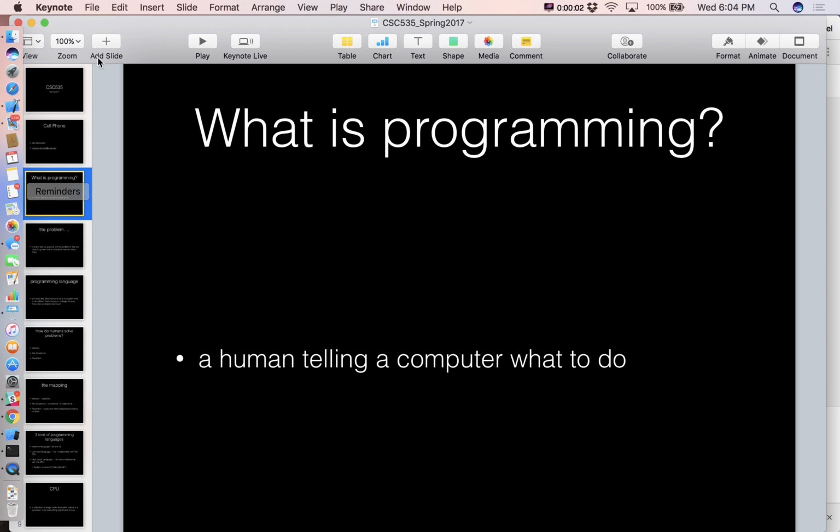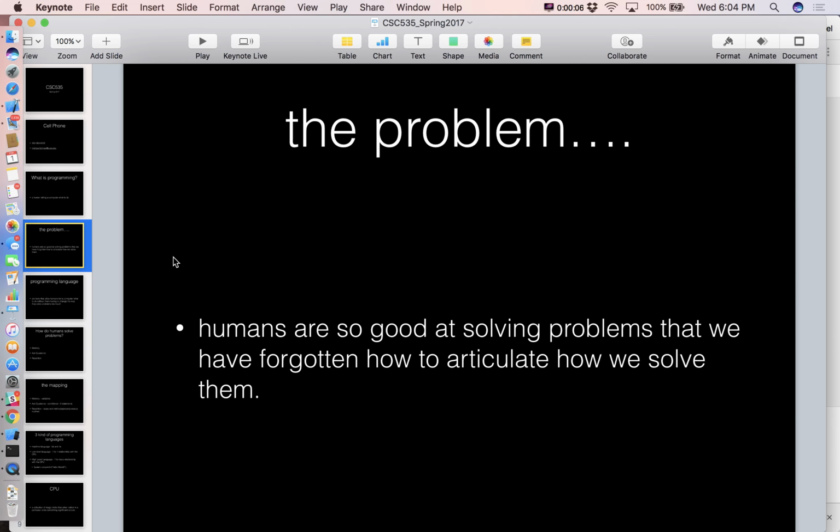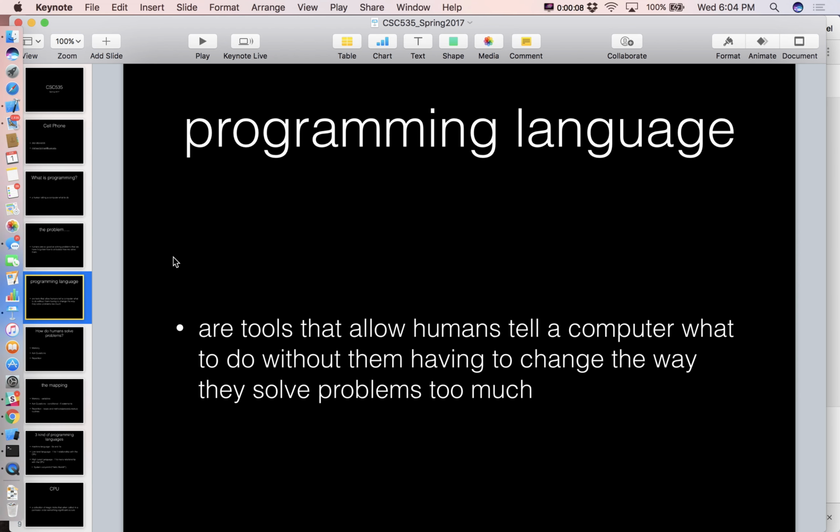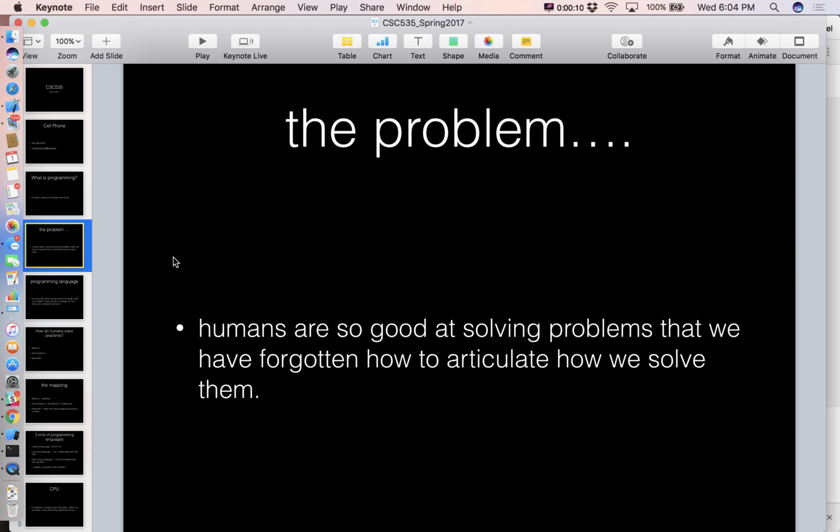All right, so last time we talked about what programming is, and the problem with human beings being so good at problem solving: we have issues articulating the problem.